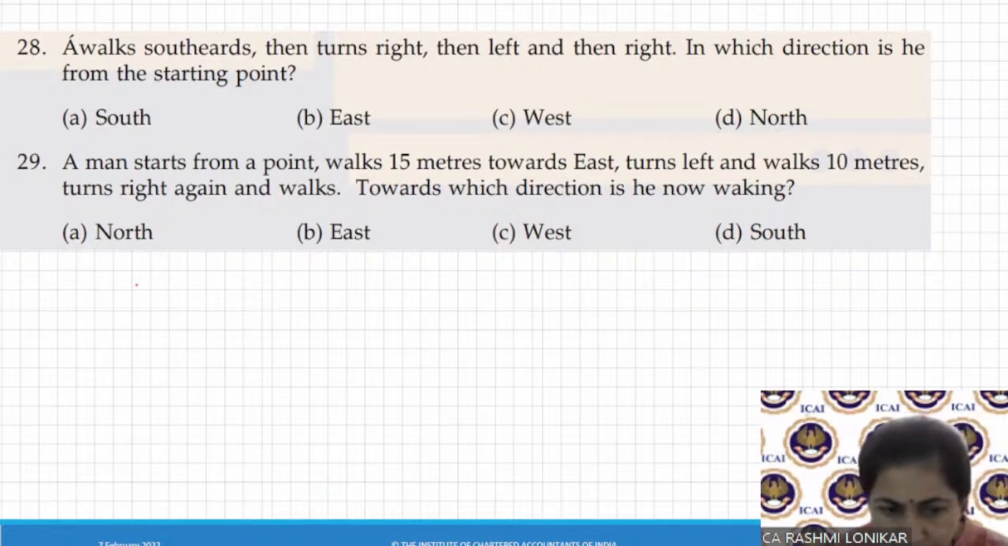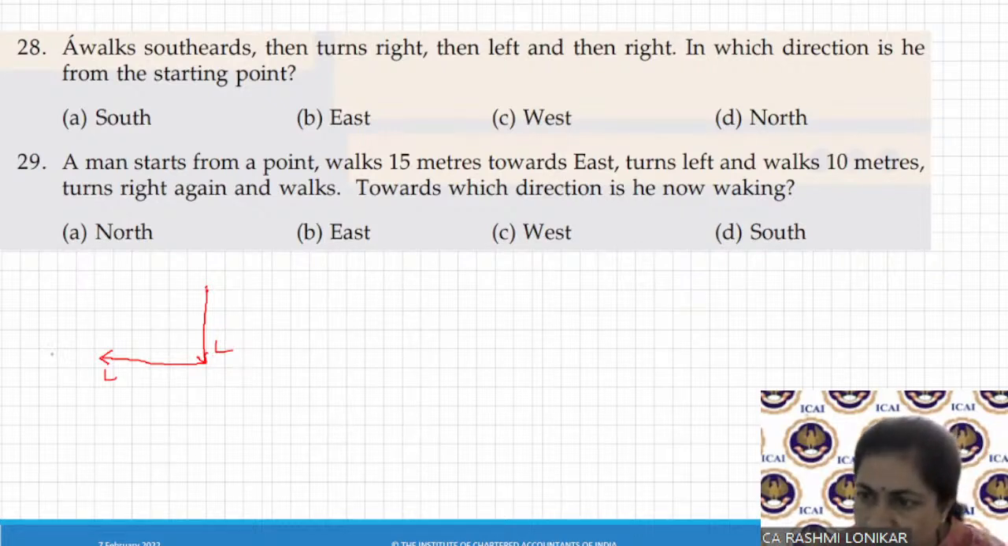28th sum. A walks southwards. So this is his left. He turns right. Now again, this is his left. Then left. So A walks southward, he turns right and then left. And then right. So this is his left and then right.